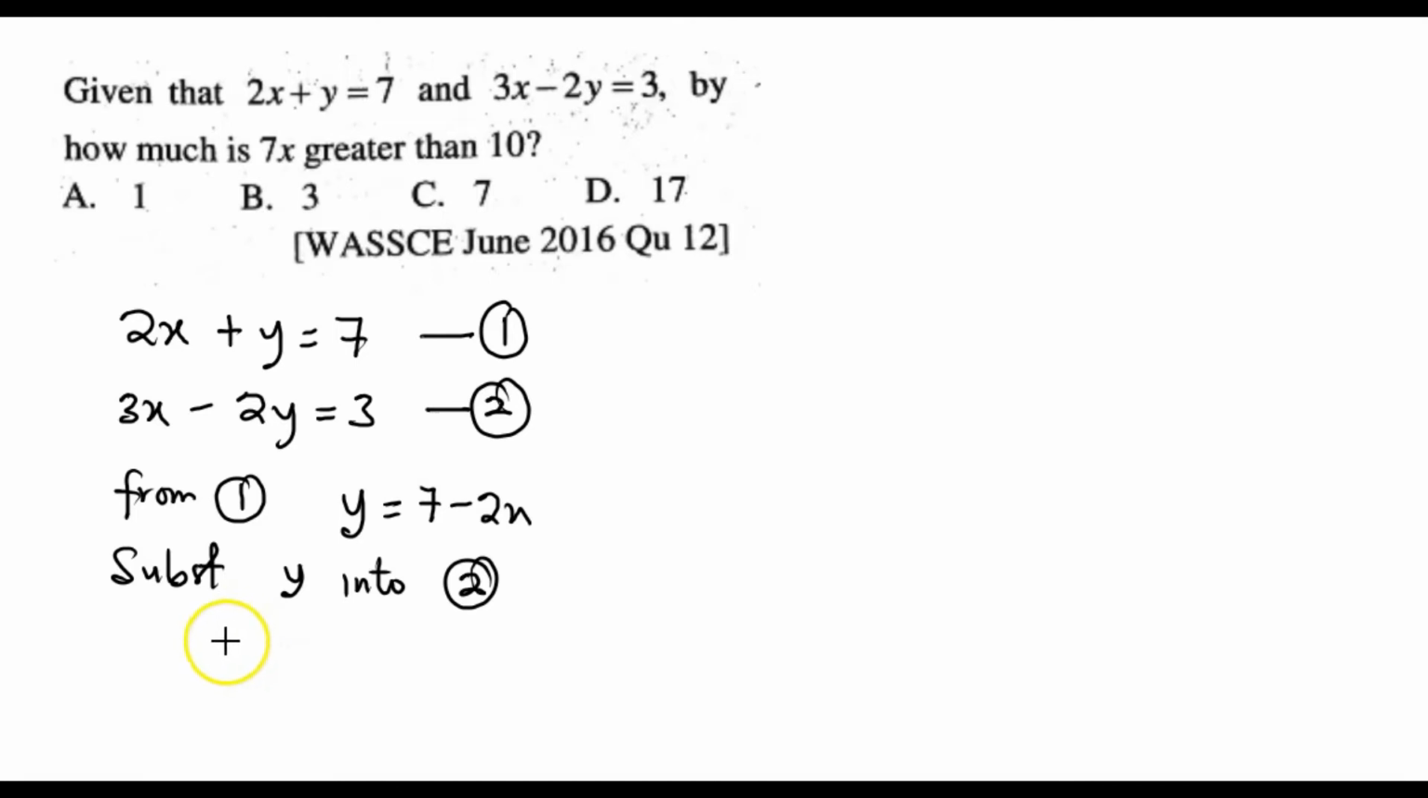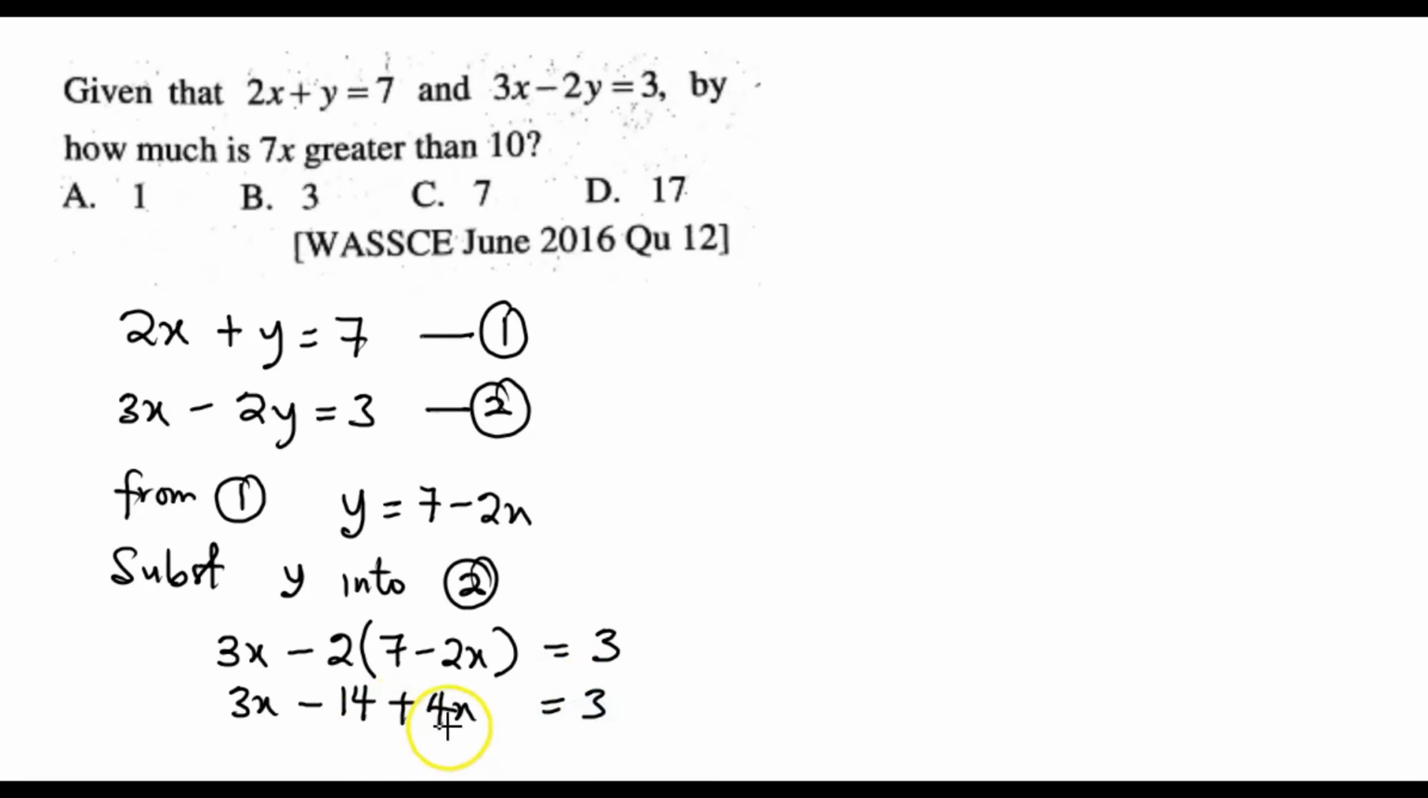So equation 2 has it as 3x minus 2 times the y value, which we have seen as 7 minus 2x, and this should be equal to the number 3. Expanding and simplifying, we have 3x minus 14, then plus 4x, and that should be equal to 3. When we simplify the left hand side, we are going to have 7x, which should be equal to 3 plus 14.